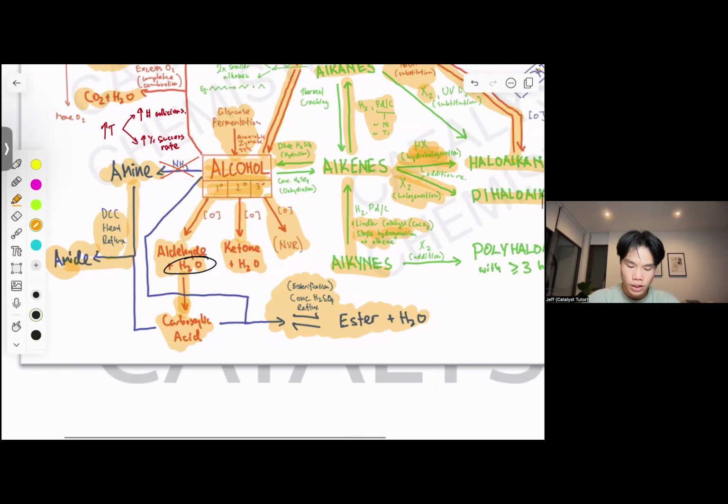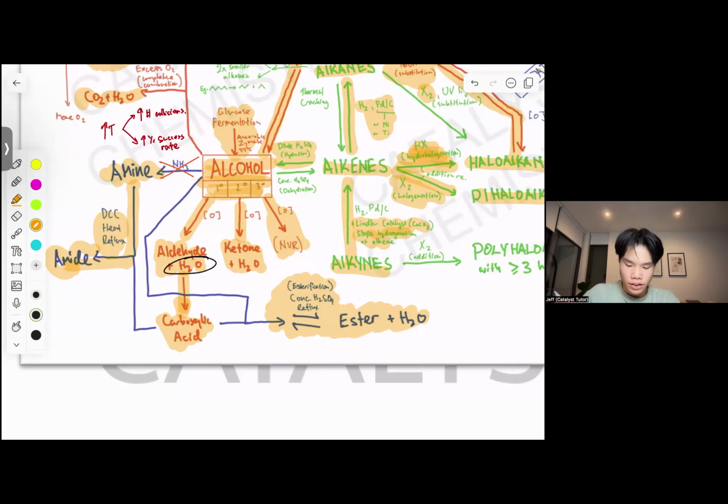Why do we need concentrated H2SO4? What does it do? There are two important reasons why we need it. Two mechanisms. Catalyst, dehydration. Yes. So the catalyst part provides an alternate pathway with lower activation energy. Do not say that a catalyst decreases activation energy. That's not true. It provides an alternate pathway with lower activation energy.